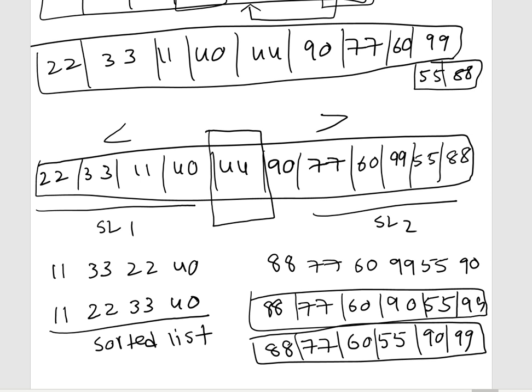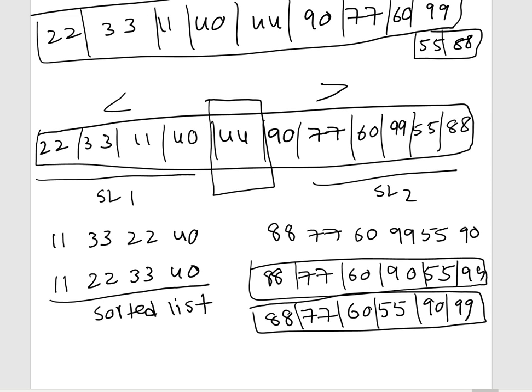Now what is happening here? So what is the pivot value here we have taken? 90, right? So on the left side every element is less than 90. On the right side every element is greater than 90. So again we have sublists, this is one list, this is one list.